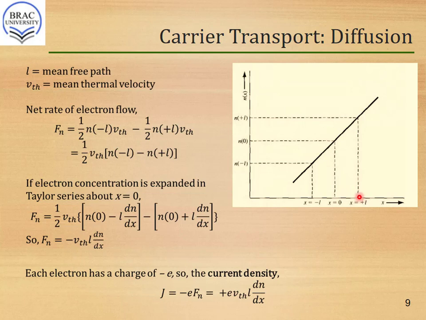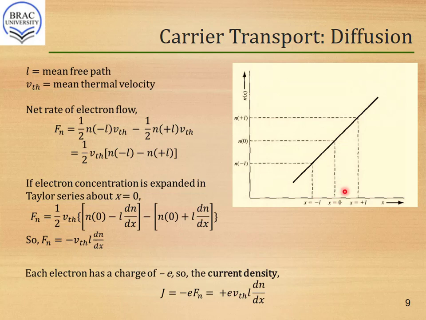Half of the electrons at this position will move in the left direction and half of the electrons will move in the right direction. So the electrons from x equal to minus L position which move in the right direction will pass the x equal to 0 plane, and in similar fashion the electrons that move in the left direction from x equal to plus L position will pass the x equal to 0 plane. We will try to determine the net rate of electron flow through this x equal to 0 plane.